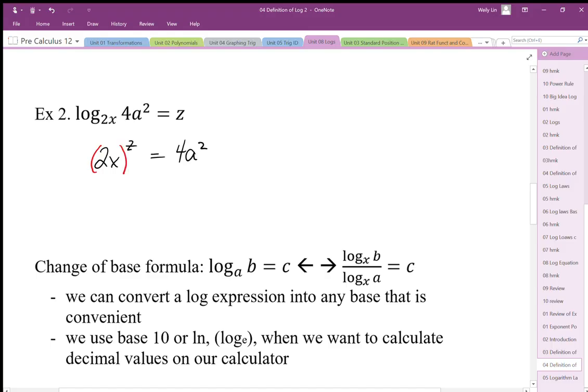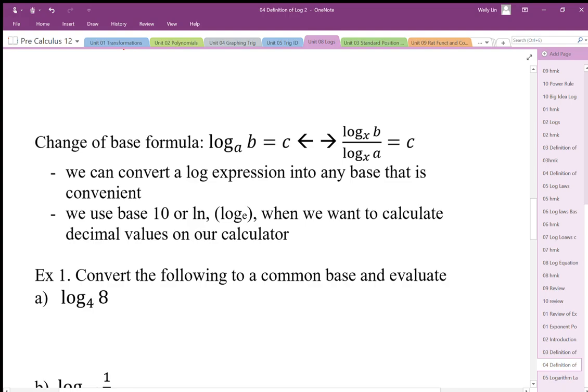Okay, so if this was an equation, I could ask you now to solve for x. I can get you to solve for x for this problem if I wanted to, or solve for a or something like that. In this question we're really just trying to work on the definition of log and understand how to algebraically manipulate exponents and logs.